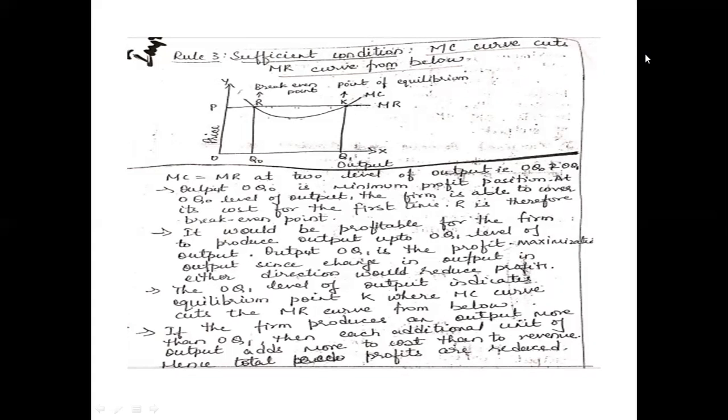So when we study the profit maximization case, the sufficient condition says that the marginal cost curve should cut the marginal revenue curve from below. This is an important point that should be taken into consideration. It would be profitable for a firm to produce output up to the OQ1 level of output. Output OQ1 is the profit maximization output, since a change in output in either direction would reduce the profit. Thus, the OQ1 level of output indicates equilibrium point K, where the marginal cost curve cuts the marginal revenue line from below. If the firm produces an output more than OQ1, then each additional unit of output will add more to the cost than to the revenue, and therefore the profits will be reduced.